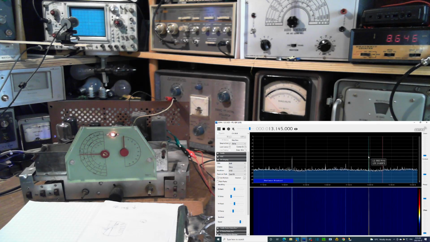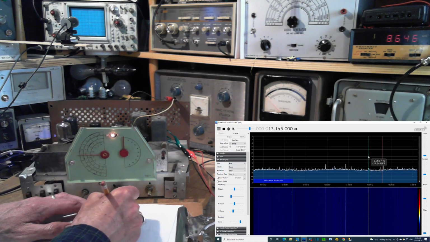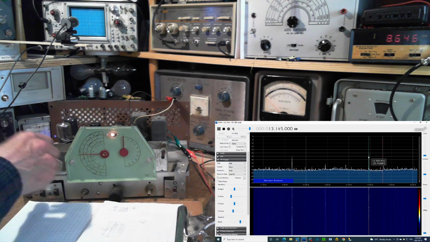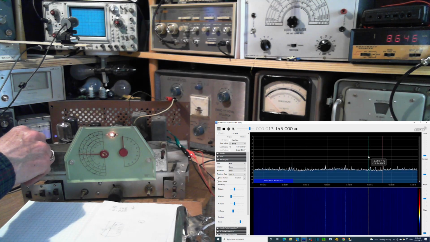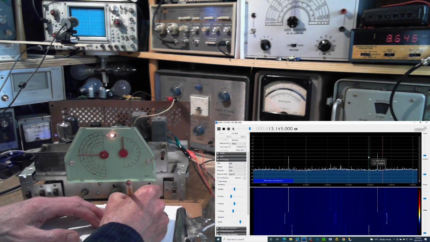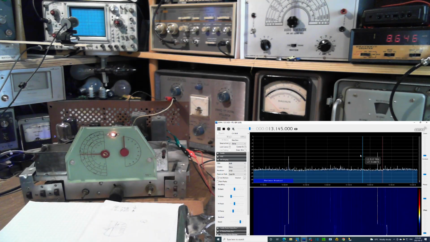That one's at 12,980. Which way does it go? I tune up, it goes up. Okay, let's go up and see if we can find another one. Now this is the same one here.